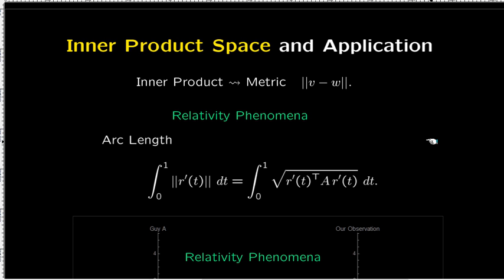I hope that was a good example showing how the inner product is used to carry the geometry that's distorted from our observation. It can be used not only for arc length, but also for areas and volumes in any higher dimension, which is the main part of the calculation in physics as well, and in relativity.